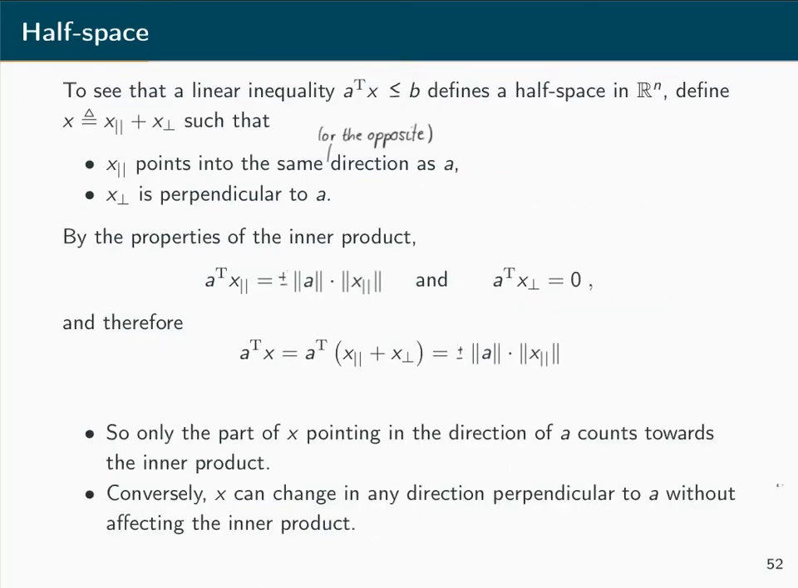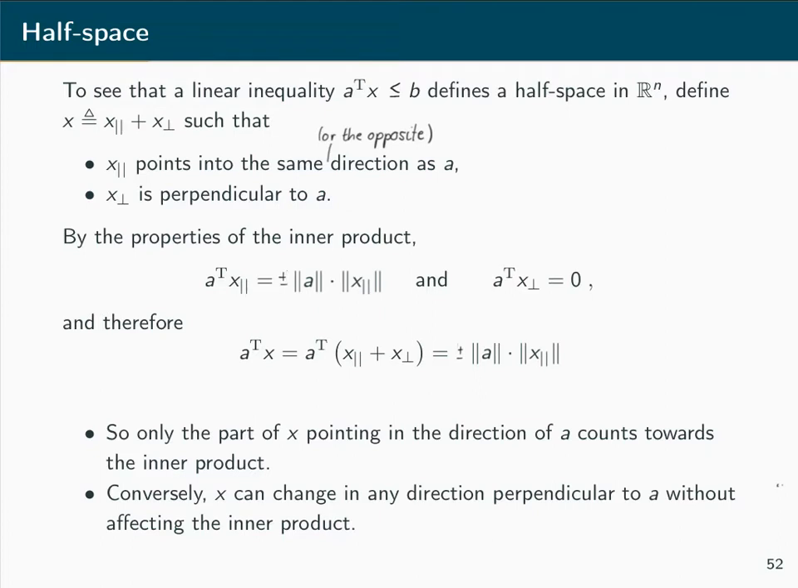Another way to see that a linear inequality of the type A transpose x less than or equal to b really defines a half space in Rn is to decompose any vector x into two components, one that's parallel to A and one that's perpendicular to A. So we can write x as the sum of x parallel and x perpendicular, where x parallel points either in the same direction as A or in the opposite direction of A, and x perpendicular is perpendicular to A.